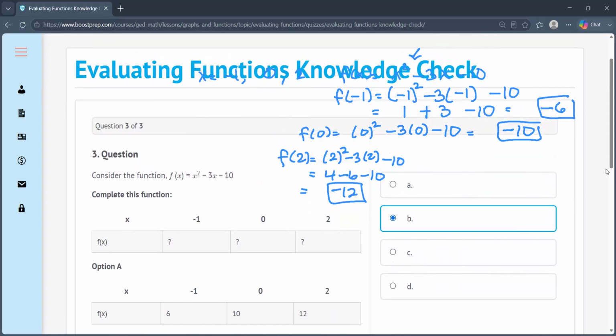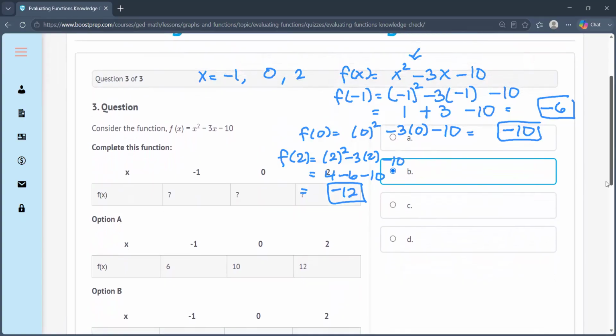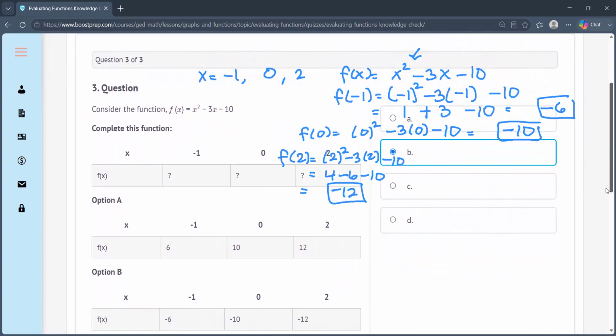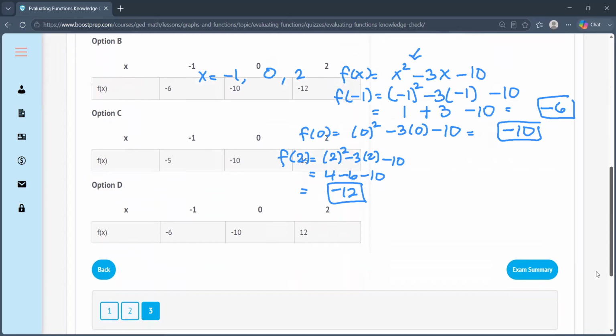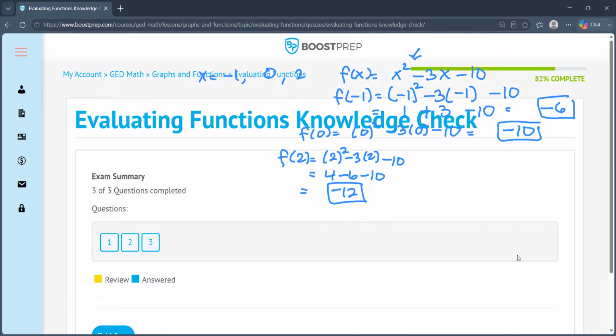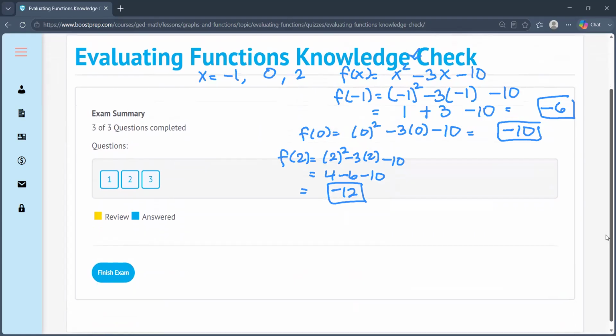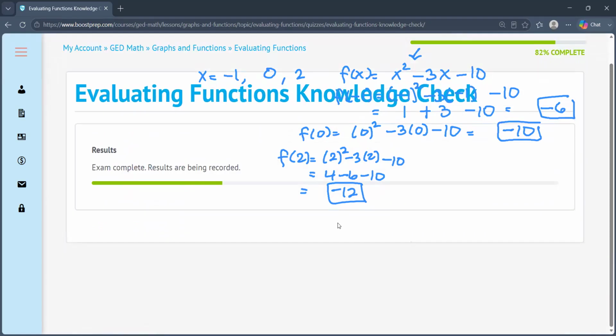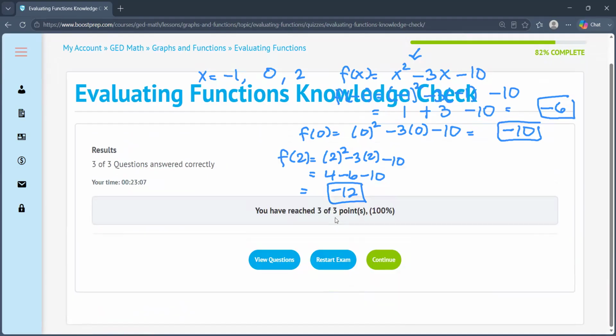Okay, so that is your answer. This is evaluating a function and figuring out what is an input and what is an output. Okay, let's check our work. Perfect. Okay, so I'm going to stop here.